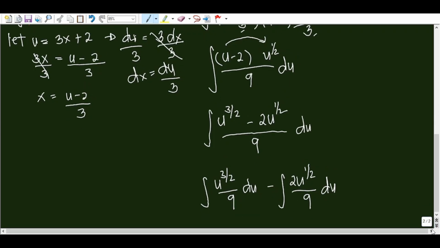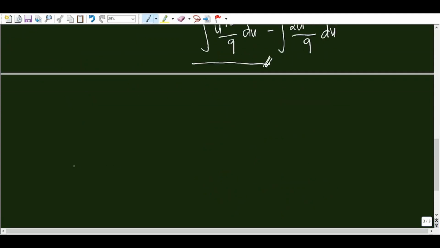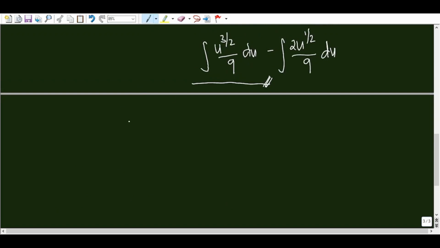Then, we can now simplify this. Right? We can now simplify this one. So, under rule number 3, associative property, paghiwalayin natin to. Ilalabas ko yung constant, that is 1 over 9. Integral of u raised to 3/2 du minus 2 over 9 integral of, nilabas ko na si 2, so do not bring that back. That is u raised to 1/2 du.